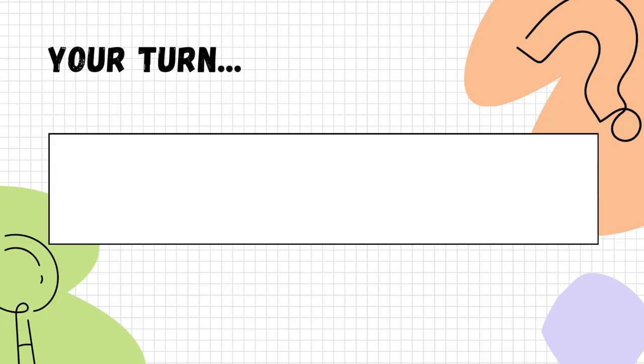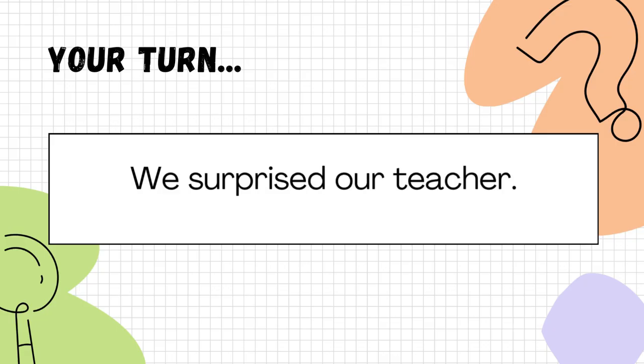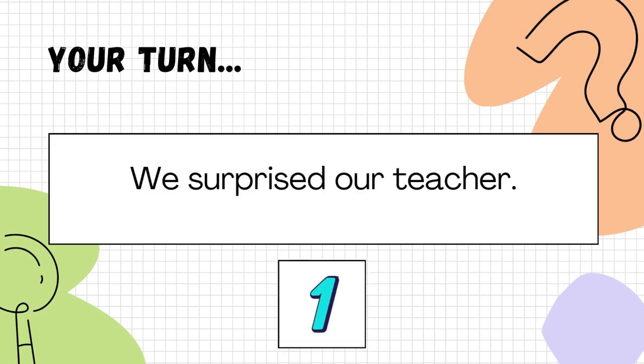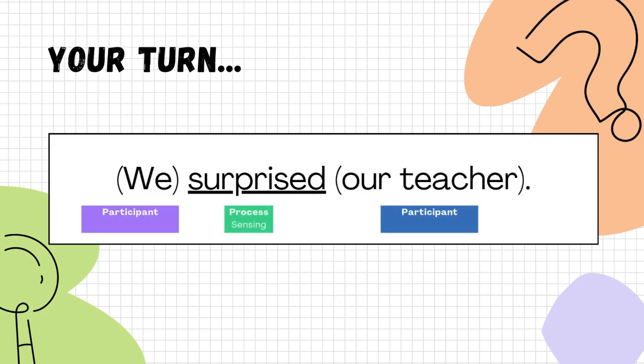Okay, last one. We surprised our teacher. Write it down, underline the process, and bracket the participants. Here's the answer. Okay, now make sure you think really carefully about this final question. Which participant is the sensor and which is the phenomenon?